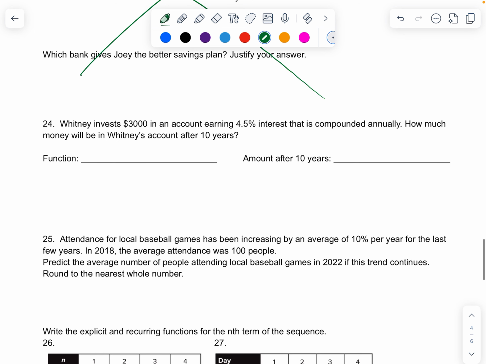Whitney invests $3,000 in an account earning 4.5% interest that is compounded annually. How much money will be in Whitney's account after 10 years? So that equation is A equals P times (1 plus r over n) to the nt. So our starting amount equals the principal amount. How much did we start with?